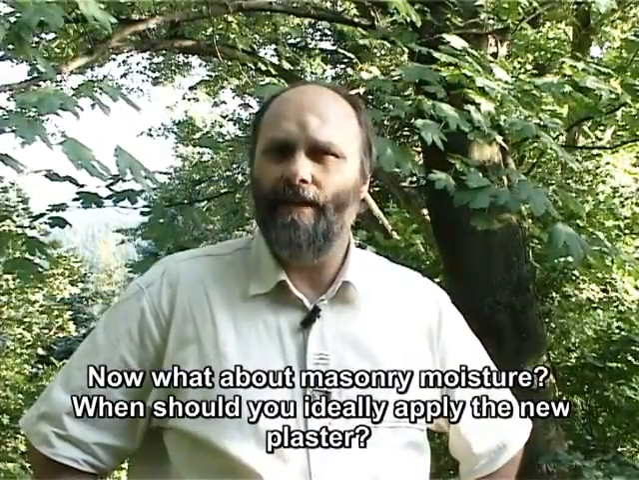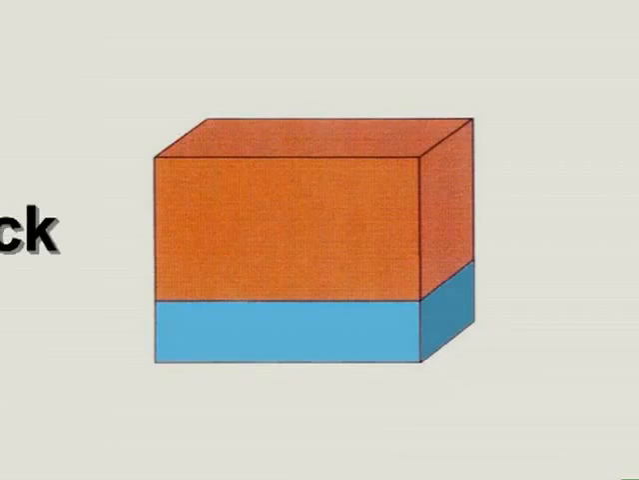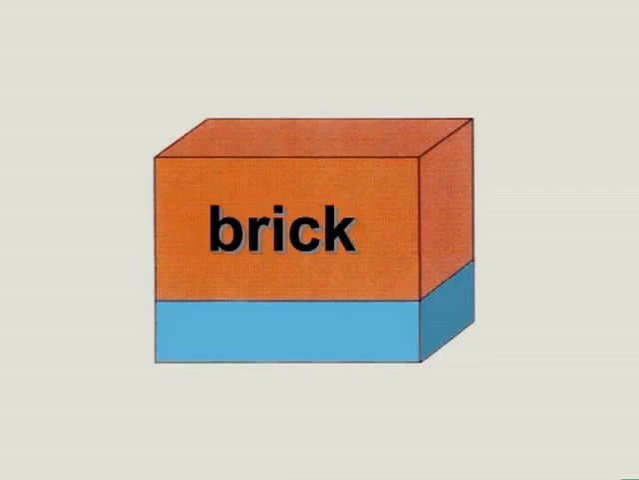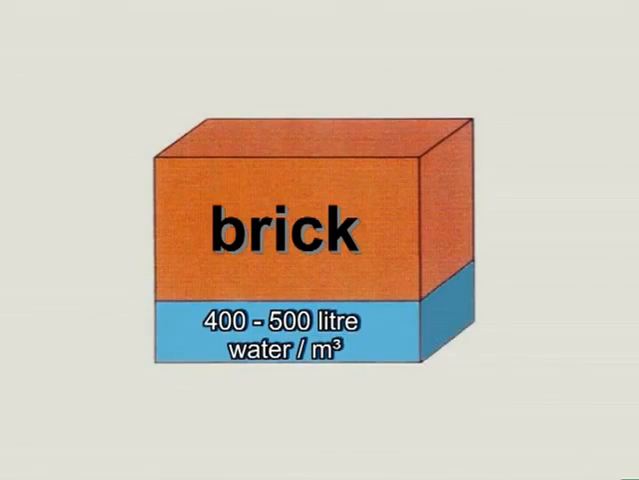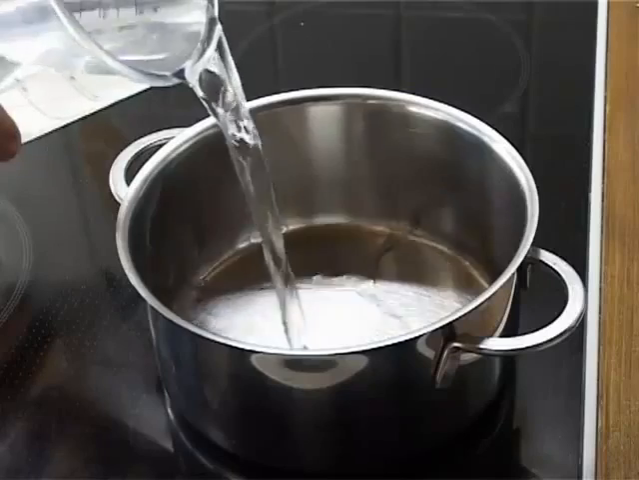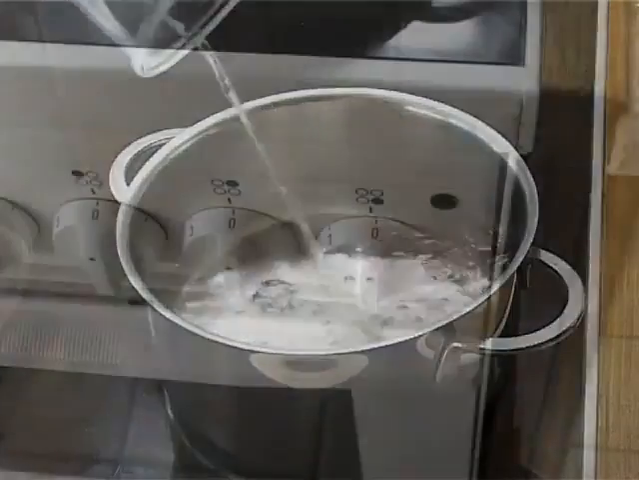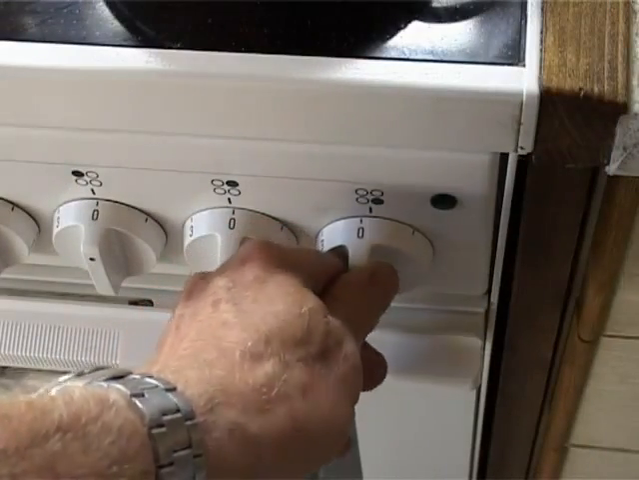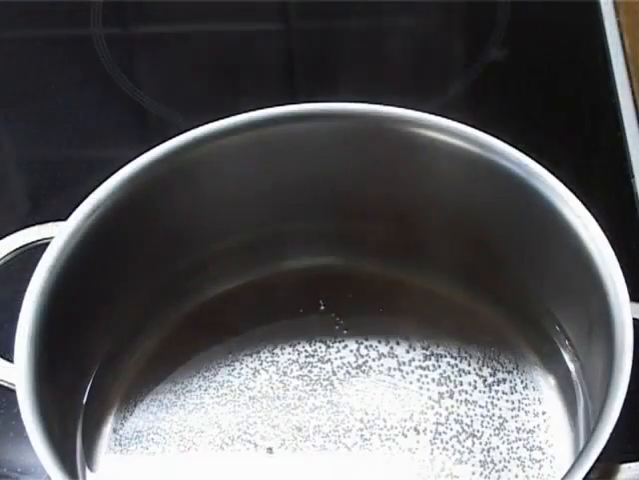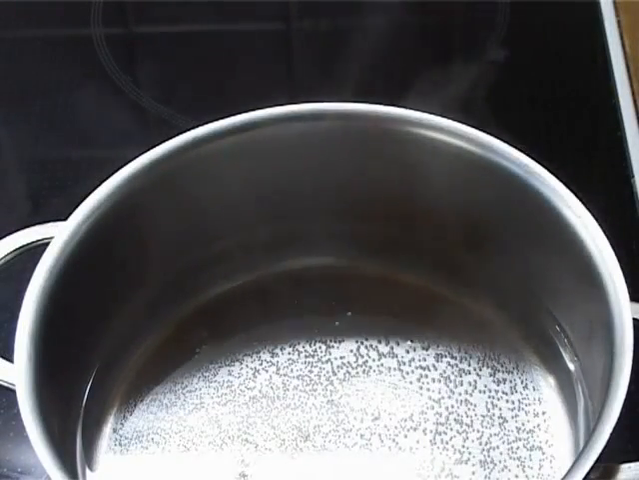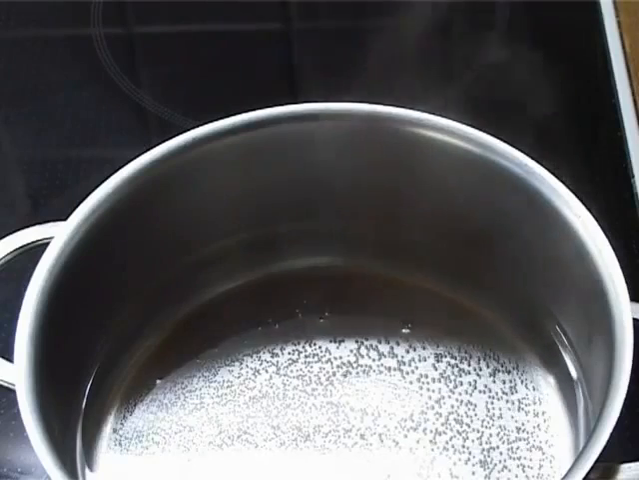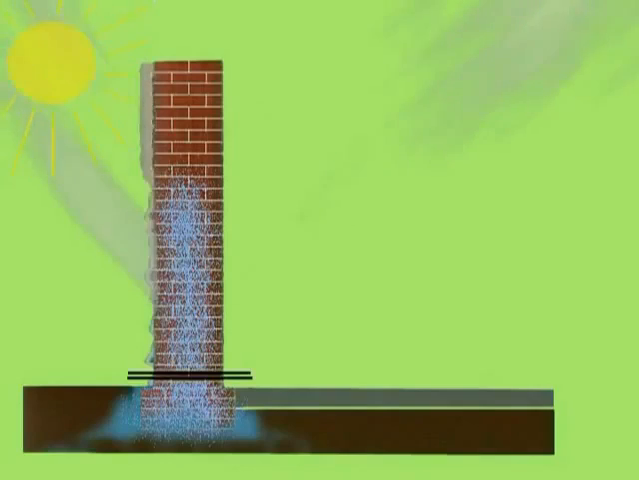Now, what about masonry moisture? When should you ideally apply the new plaster? How long does it take for masonry to be dried out? Did you know that very moist masonry can absorb 400 to 500 litres of water per cubic metre? Try to make 1 litre of water evaporate on the stove. At the lowest setting, which would be the temperature of the sun, it would take several hours for moisture to evaporate fully. The sun will mainly absorb the uppermost layers.